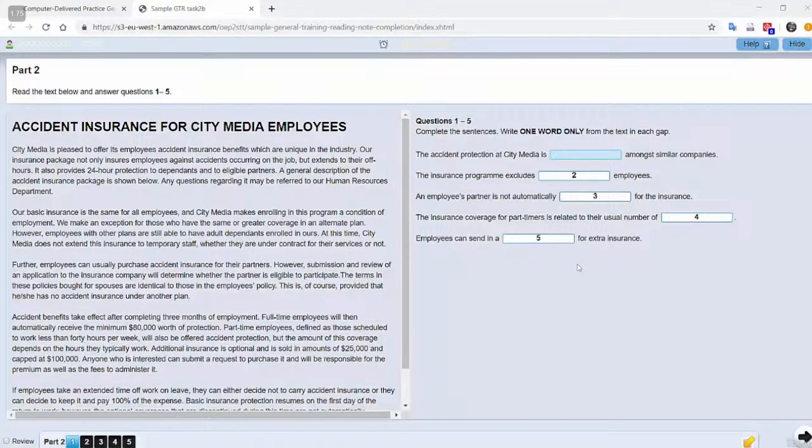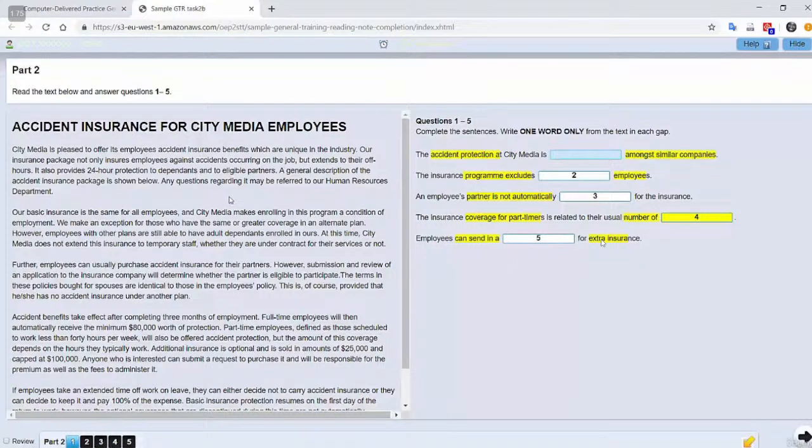All right. Now, I know it goes in order. So in this first one, we're talking about accident protection, and it's something among similar companies, right? So this company's accident protection is being compared to other companies. The program excludes a certain employee. A partner is not automatically something for the insurance. This next one's about the coverage for part-timers, and is related to their number of. And employees can send in a blank. What can they send for extra insurance?